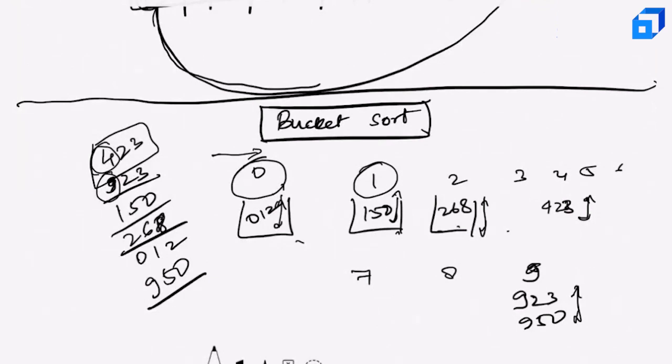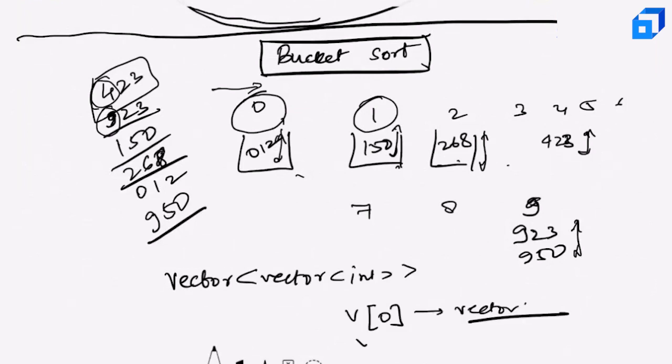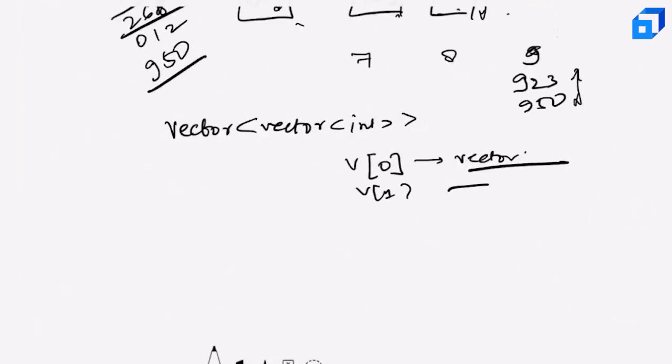What kind of data structure can I use for buckets? Think of them as, for example, vector of int. So your v of 0 is a vector of numbers, v of 1 is also a vector of numbers, and so forth. So the concept of bucket sort is very simple. If you can split numbers into buckets, where buckets themselves are ordered in some fashion, then I can sort numbers within the buckets, and then I merge them. That gives me a sorted answer.